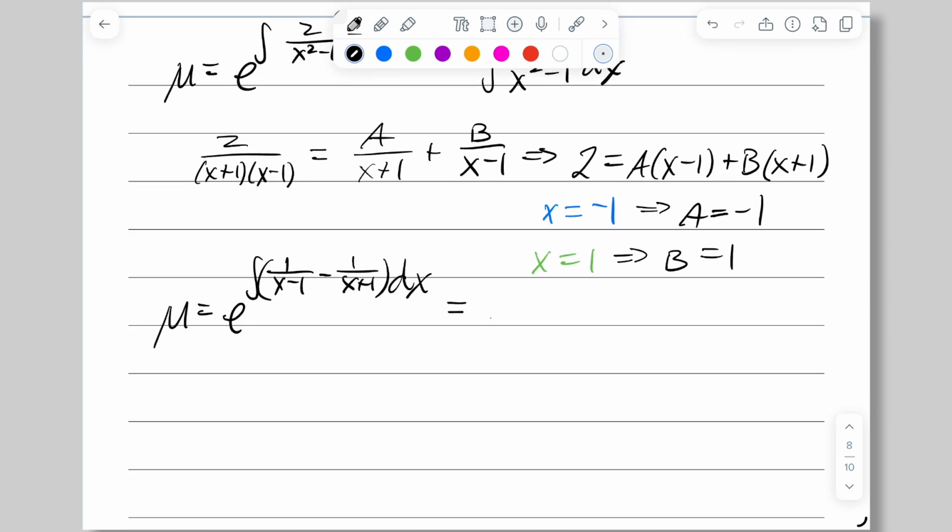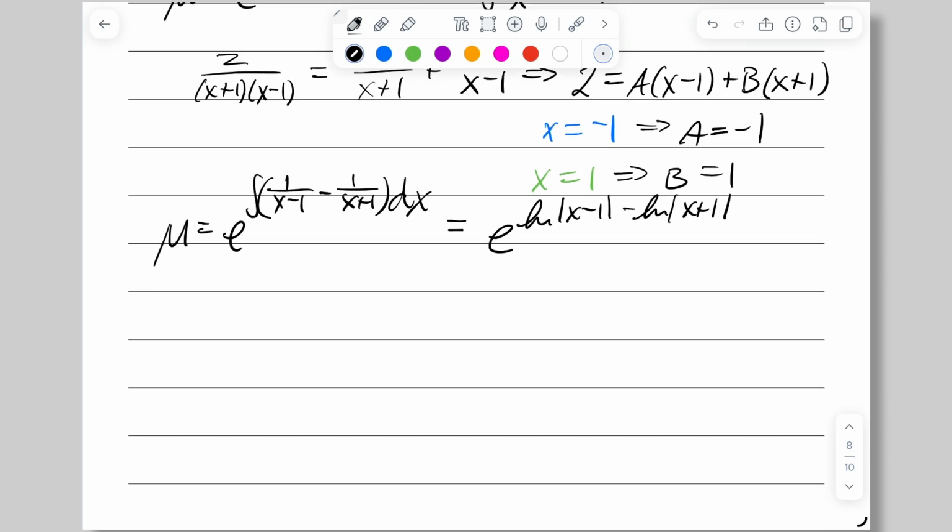Integrating that is going to give us natural logs, right? So we've got e to the natural log of x minus 1 minus the natural log of x plus 1. I guess technically all those arguments need to be in absolute values. And then using properties of logs, we can say mu is equal to e to the natural log of the absolute value of x minus 1 over x plus 1, which means mu is equal to this x minus 1 over x plus 1, playing the same game with the absolute values that I've been playing when they come up.